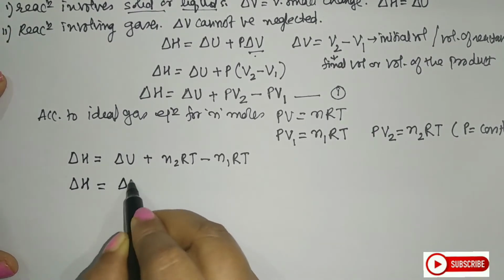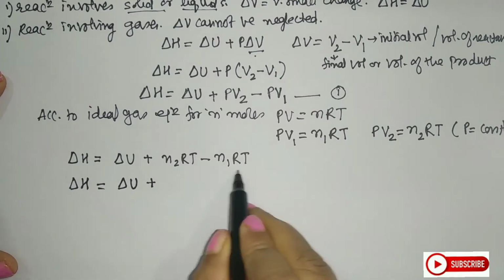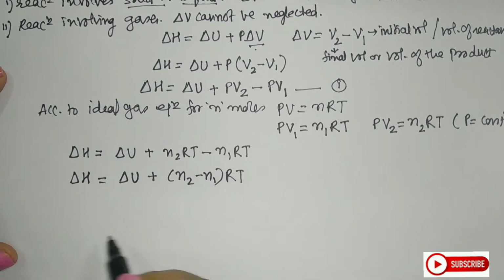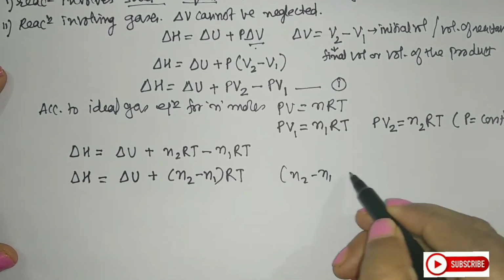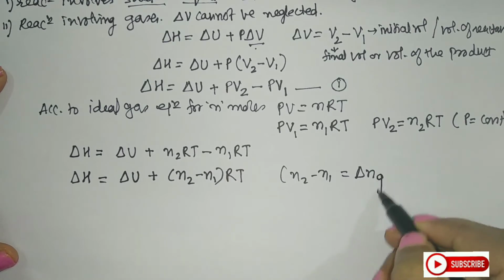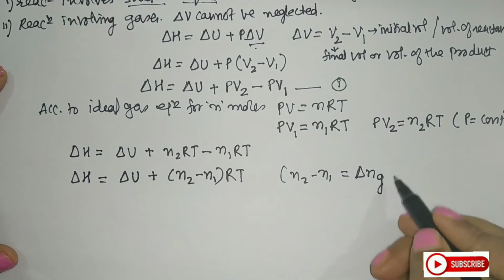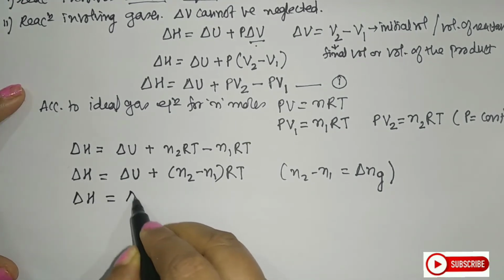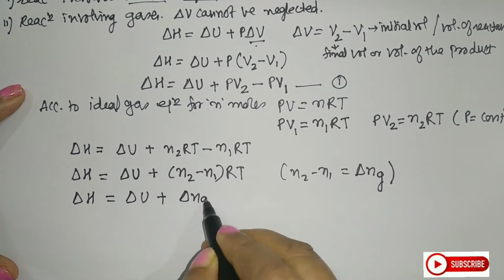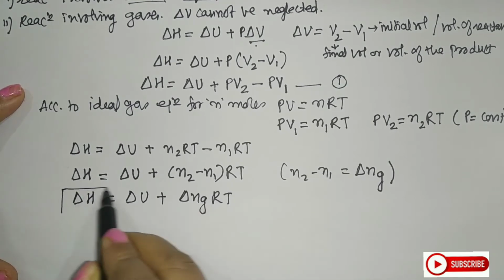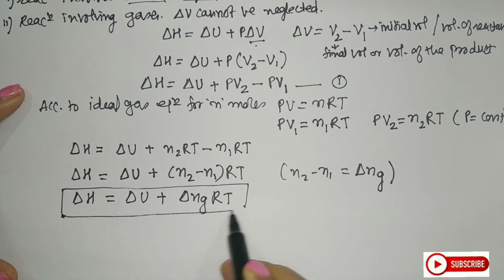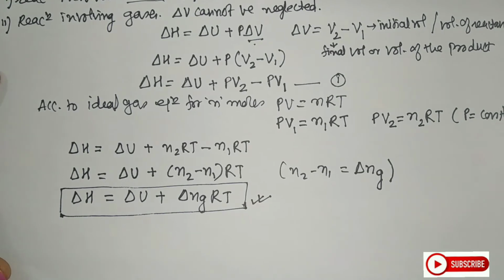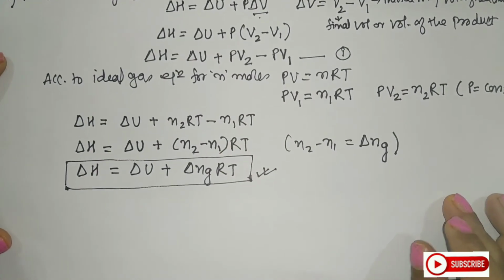Delta H is equal to delta U plus, here I can take out RT as the common factor, so I get N2 minus N1 times RT. N2 minus N1 will give me delta N. As we are considering the gaseous state, I'll mark this as delta N gaseous. So delta H is equal to delta U plus delta N RT. So this is the equation for n moles of the gaseous system, the relationship between delta H and delta U. Now let us see the terms which are involved in the expression.